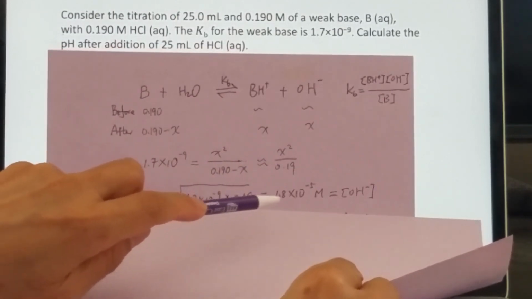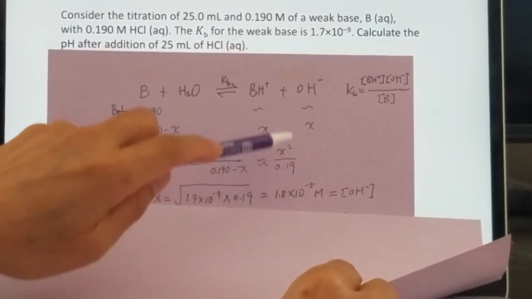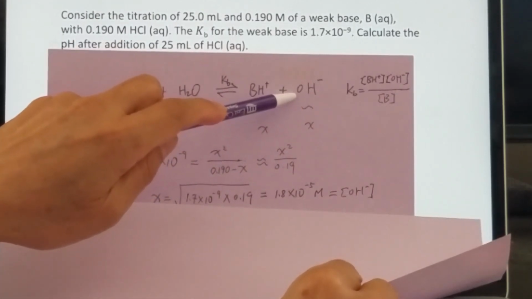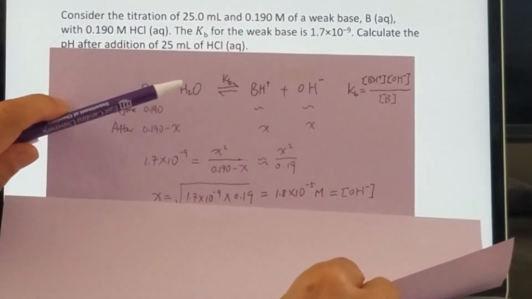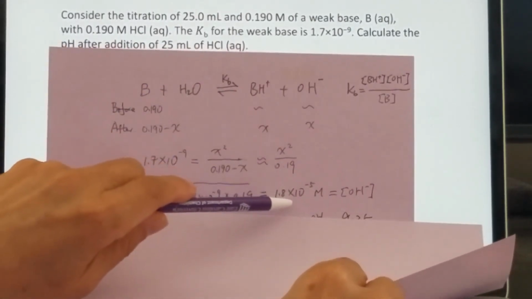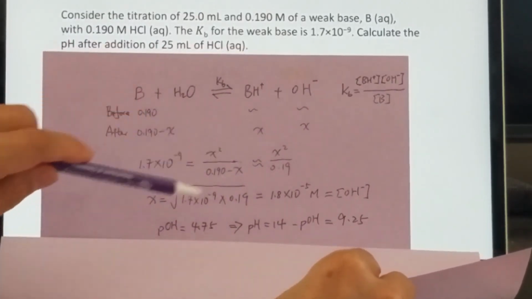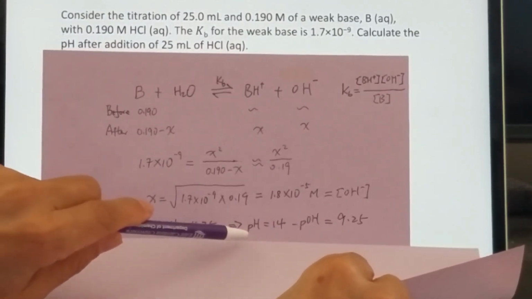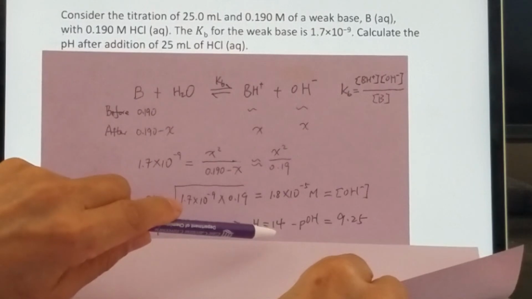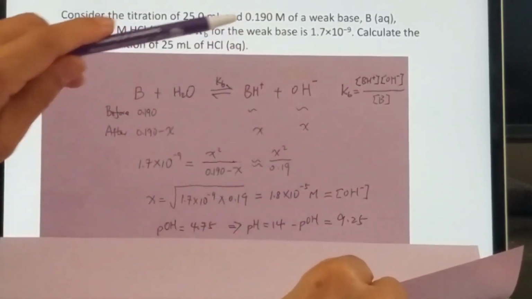Make sure you understand that this value is not the H plus concentration, it's the OH minus hydroxide concentration. So we can take the negative log of this value, and that should be pOH. pOH is 4.75. Then pH can be calculated using 14 minus pOH, which should be 9.25. And obviously, how convenient.